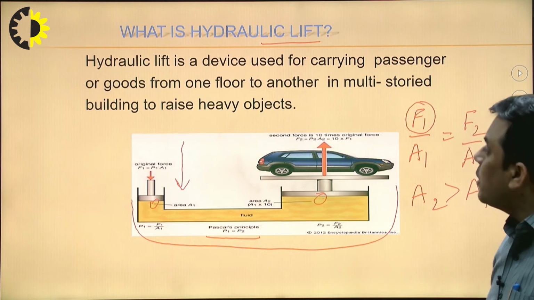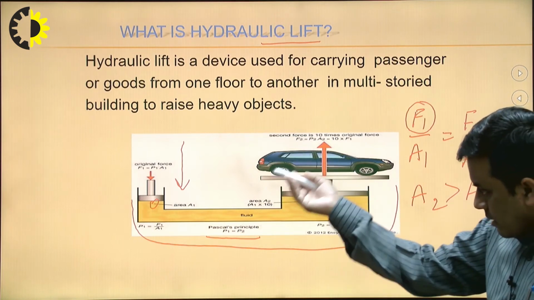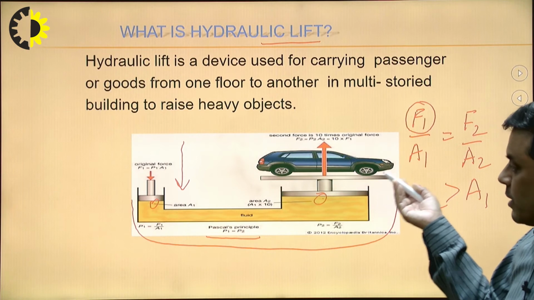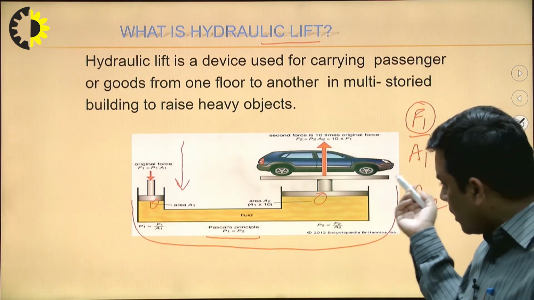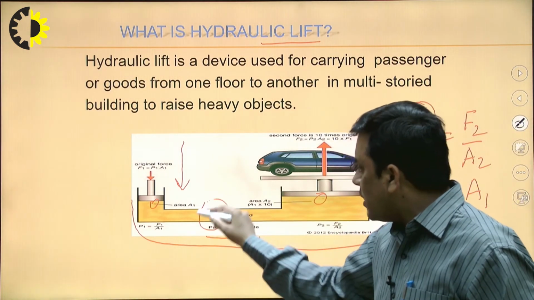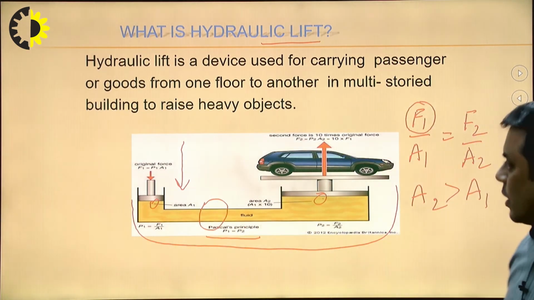In this diagram, or in this arrangement, we can also put a hydraulic accumulator to maintain the desired pressure in the line. So this is the purpose of the hydraulic accumulator here.